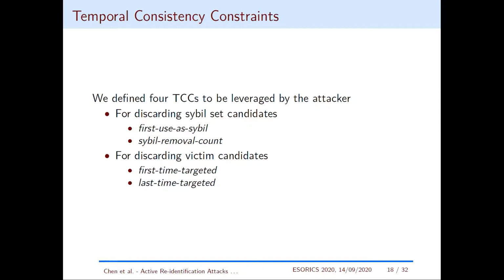So we defined in general 4 temporal consistency constraints. 2 of them are used for discarding Sybil set candidates. We call them first used as Sybil and Sybil removal count. And 2 of them are used for discarding victim candidates. And we call them first time targeted and last time targeted.